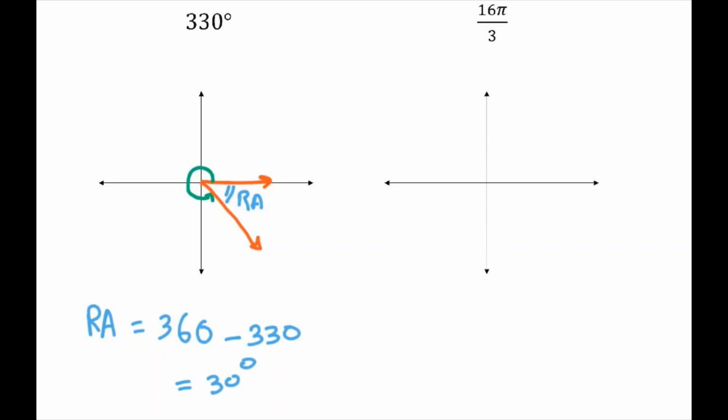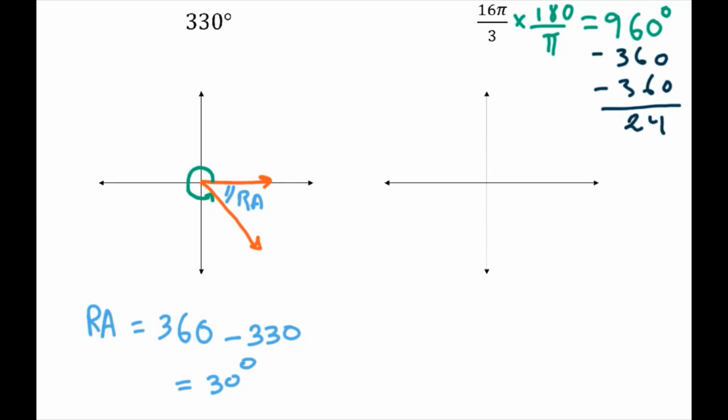Now what about this question here, 16 pi over 3? Sometimes it's easier if you convert it into degrees to see how many revolutions. By multiplying by 180 over pi, that's going to be 960 degrees. If you subtract 360 twice, you will get 240. So it's basically 2 revolutions plus 240. If I draw the angle, I'm going to go 1 revolution counterclockwise, the second revolution, and then stop here. 240 is an angle in the third quadrant.